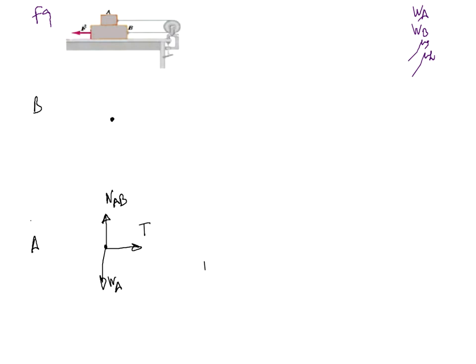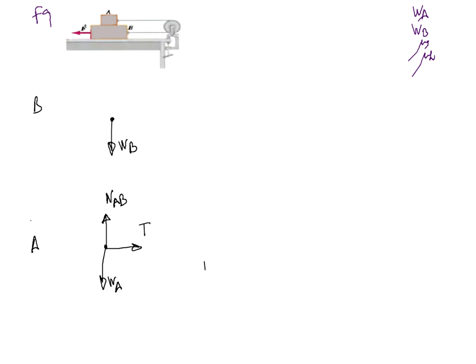Obviously, A is not going to be enough because we don't know what T is. Weight of A, normal force, tension, and force. All right, those are 4. Weight of B, first one, normal force. Okay. Wait. So normal force. Which one? Can you give me more information about that normal force? Imagine that you're B. NB.